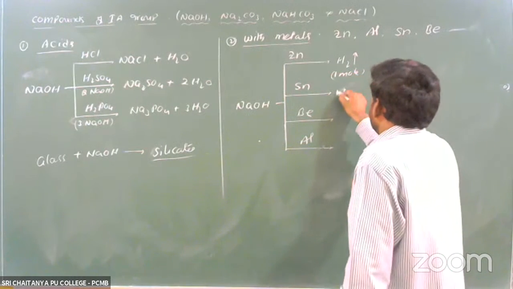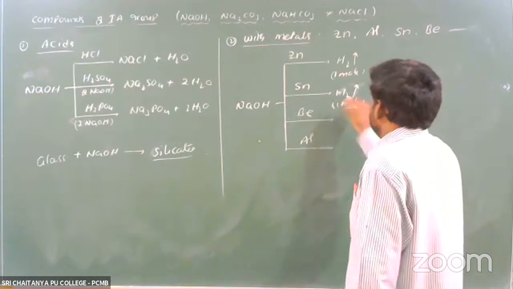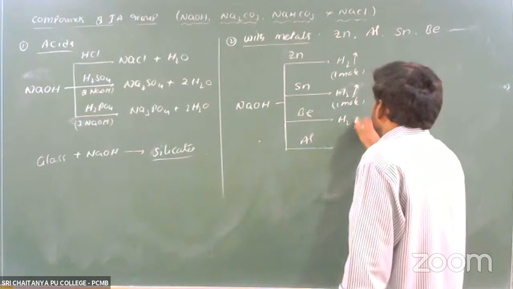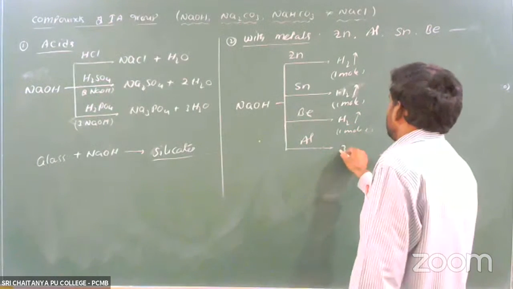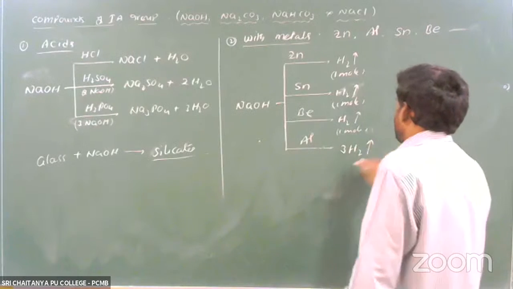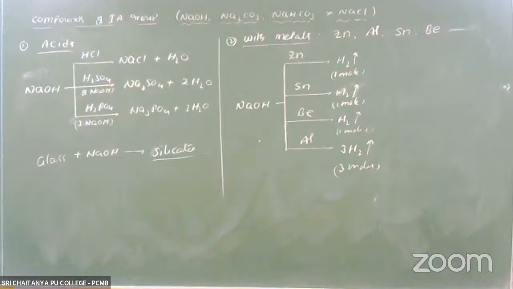With tin, it liberates 1 mole of hydrogen gas. With beryllium, it liberates 1 mole of hydrogen gas. Whereas with aluminum, it liberates 3 moles of hydrogen gas.